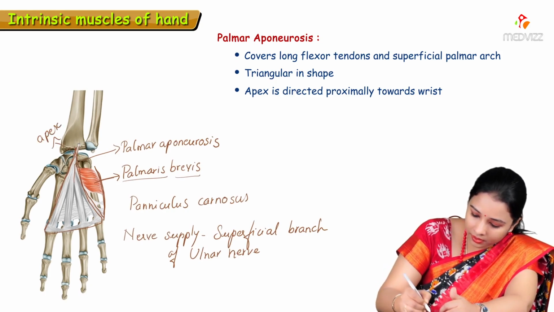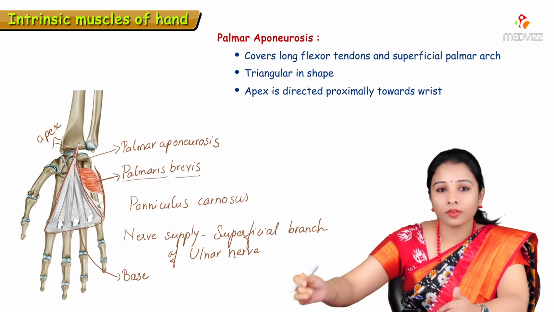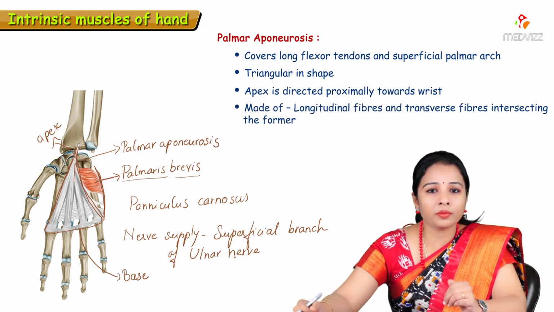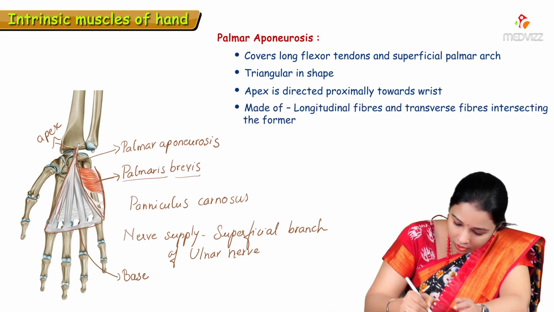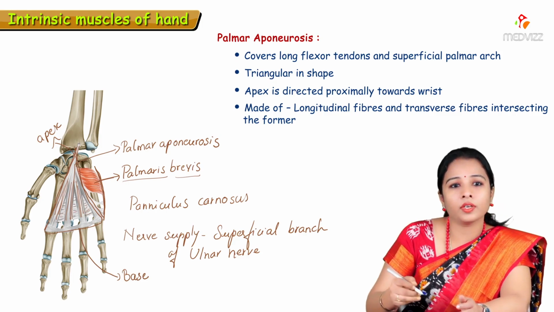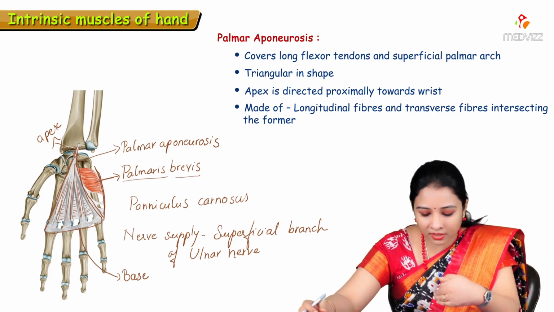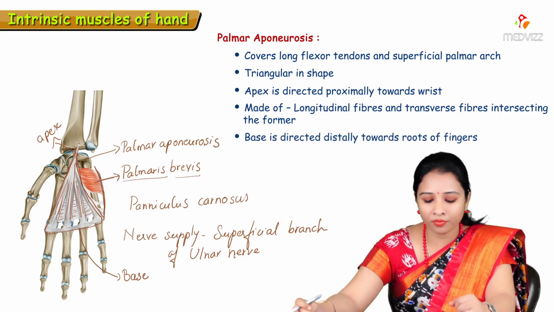This is the apex and the other side is the base. It is mainly made up of longitudinal fibers and a few transverse fibers. You can see here these are longitudinal fibers, and in between the longitudinal fibers you can see a few transverse fibers. Its apex is directed proximally towards the wrist, whereas the base is directed distally towards the roots of the fingers.